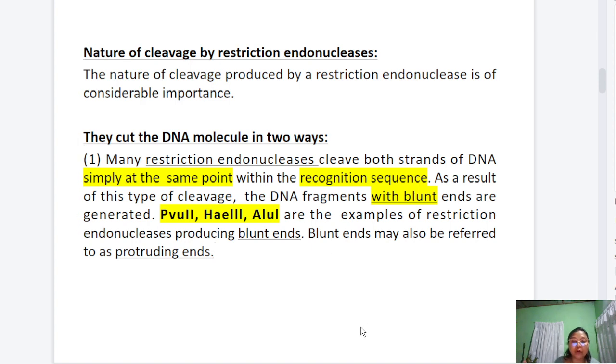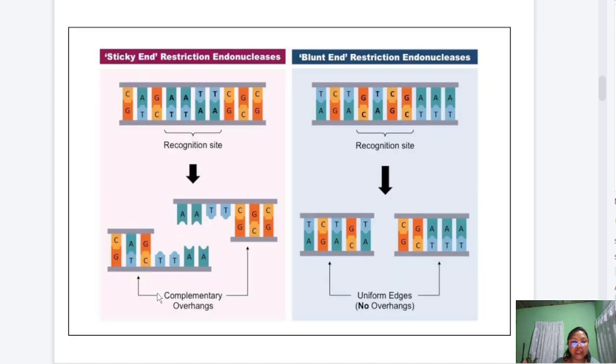And blunt ends may also be referred to as the protruding ends. Some examples, see this figure, if you look at the right hand side of the figure, that is a blunt end restriction endonuclease. So how is this a blunt end? Because wherever there is a recognition site, exactly at that place it is going to cut, and when it cuts it produces no overhangs, or there are uniform edges, and when there are uniform edges, this kind of fragment is known as a blunt end.